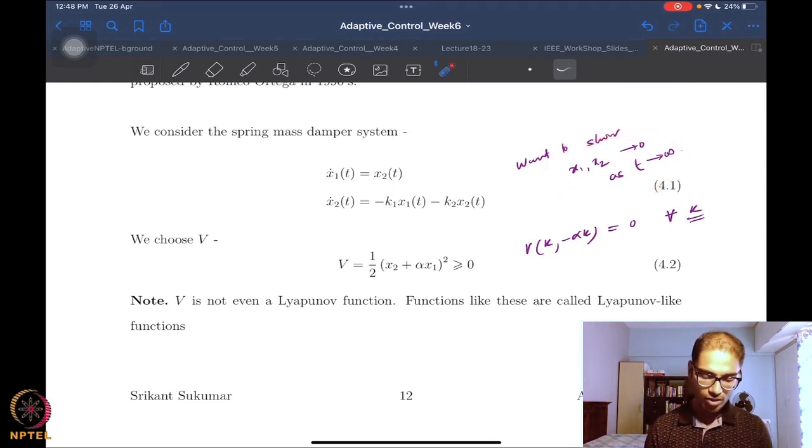The choice that he proposed was half of x2 plus alpha x1 squared. We know that this is only positive semi-definite, because V at k comma minus alpha k is zero for all values of k. Therefore, along a particular straight line, this function is zero arbitrarily close to the origin also. So this is not a positive definite function as per our definition, and hence not a Lyapunov candidate either. Great. So how do we use this?